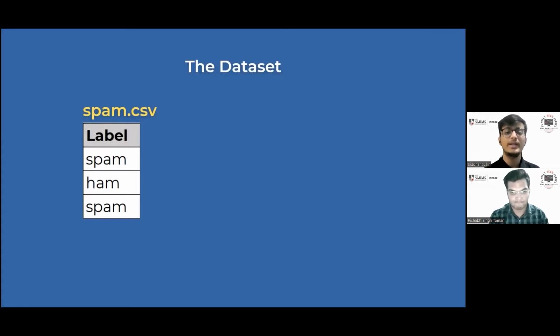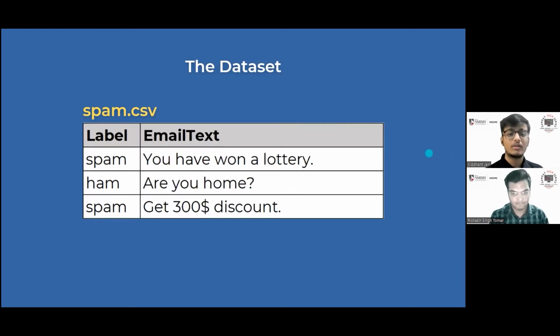Now, if you open up the dataset that we provided in any of the texts, the very first column is the label telling whether a message is spam or ham, which is just a fancy way of saying whether a message is spam or not. The second column is the email message itself.